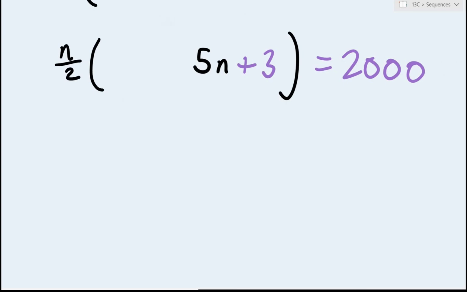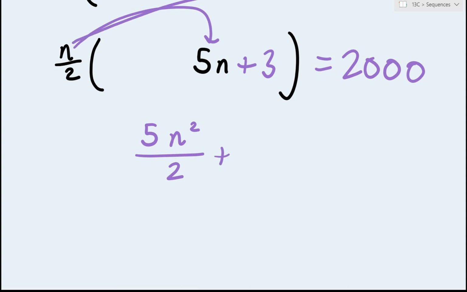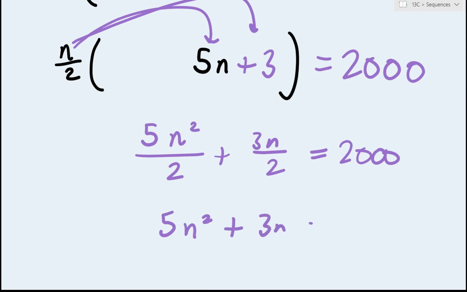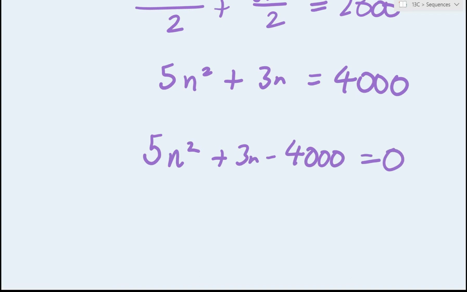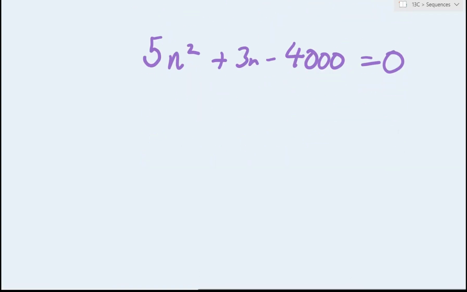Let's expand this bracket as well. So I've now got 5n squared over 2 by doing that times that. And this times this will give me 3n over 2 equals 2,000. I don't like fractions, so let's times the whole thing by 2. And to solve any quadratic equation, you want to solve it equal to 0. For this, you just plug it into your calculator, use the quadratic formula, so let's do that.